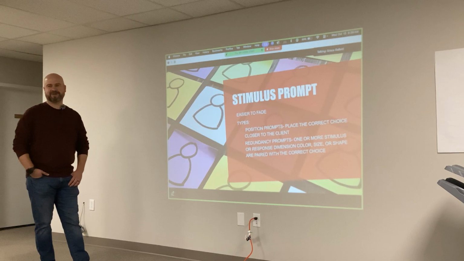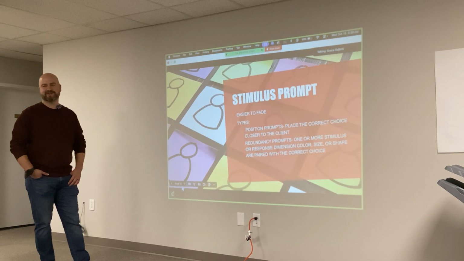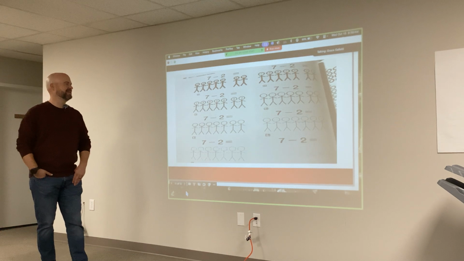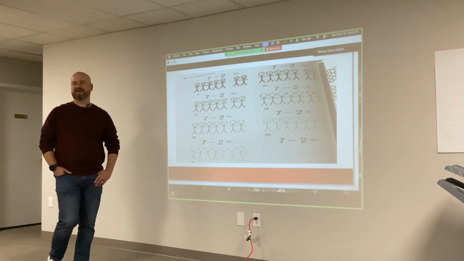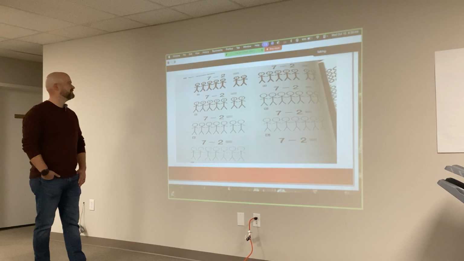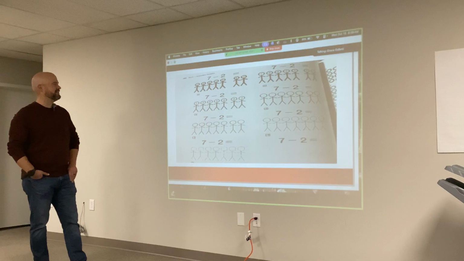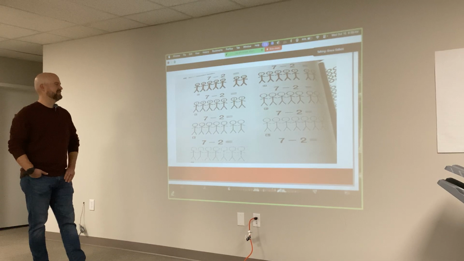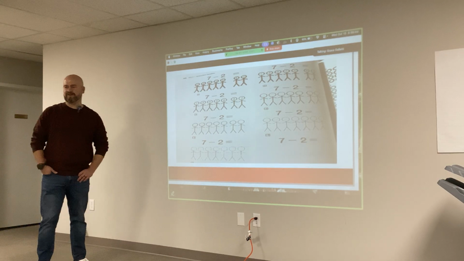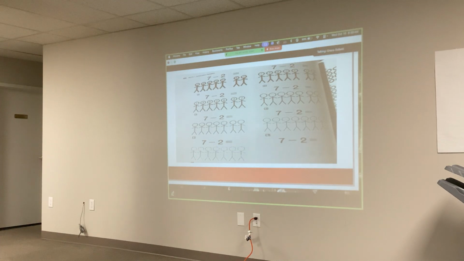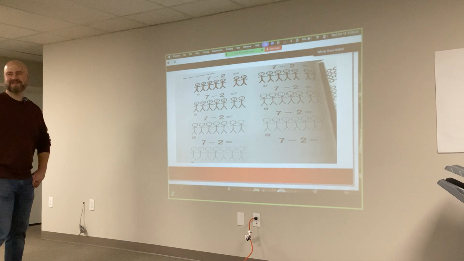Let's get into it before I get ahead, because I feel like I've been doing that with these PowerPoints. Here's an example of stimulus prompting in a math book, probably. They're teaching the learner 7 minus 2. What did they do here in the book to help teach a learner to do subtraction, or finding the difference? What kind of stimulus prompting did they use here?